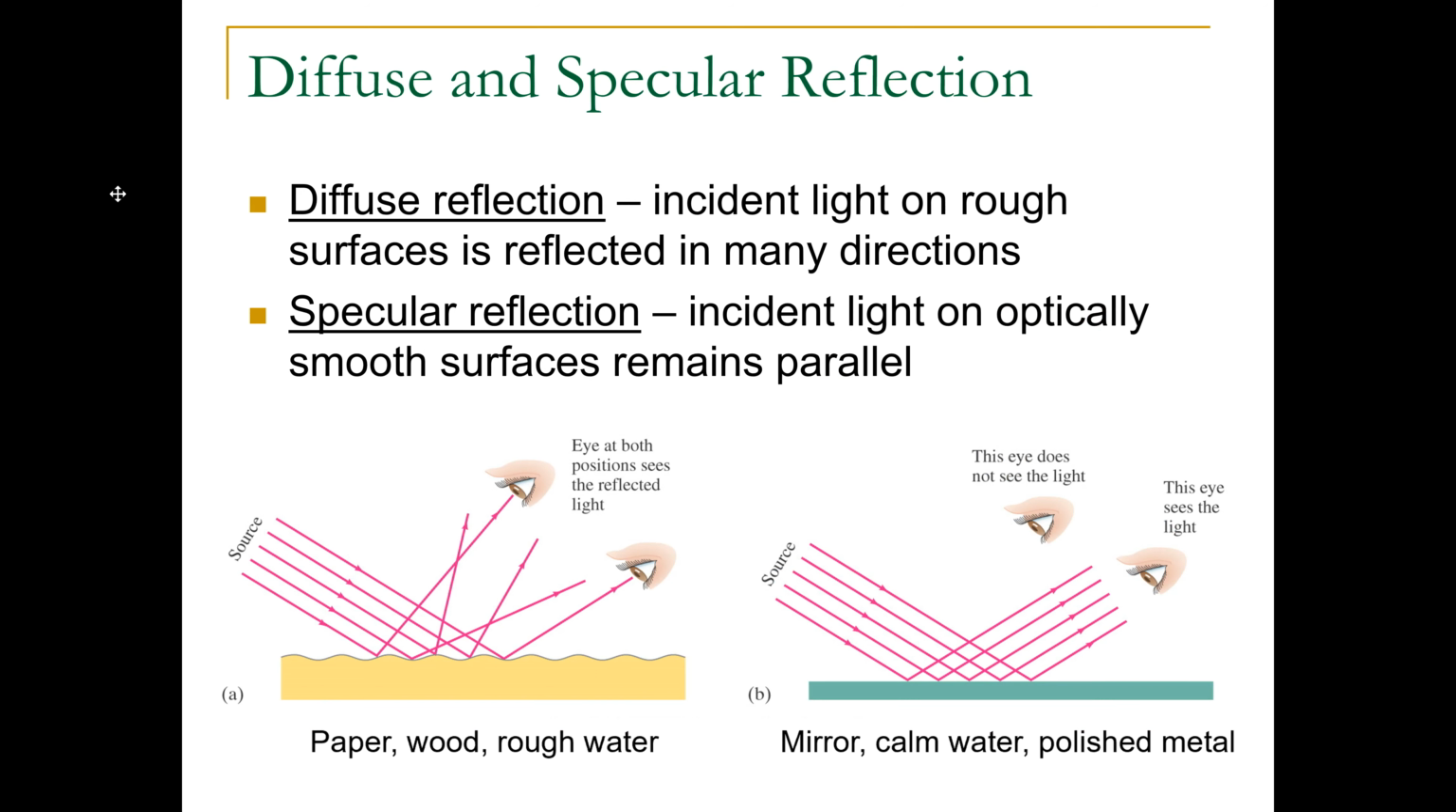So over on the left, we have an example of diffuse reflection. This could be paper, wood, rough water. Most objects exhibit diffuse reflection. And one way we can tell it's diffuse is if you imagine some source of light and you have these parallel rays coming in. This could be some object that's far away, but it works for any object really. Just imagine these parallel rays coming in.